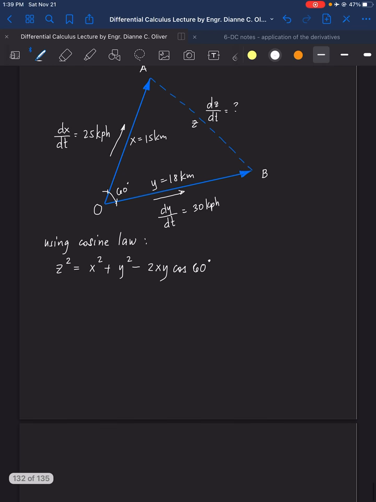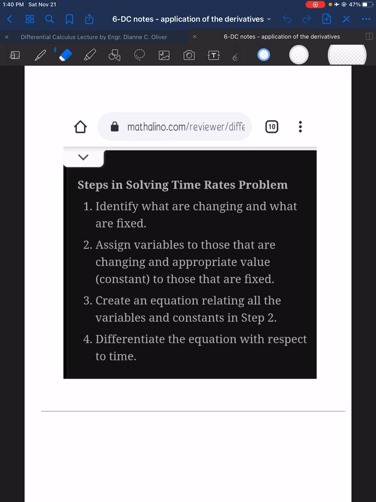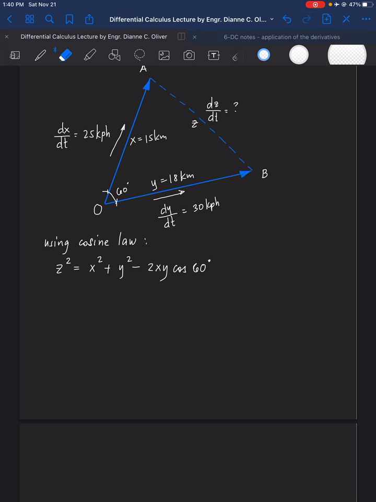Then put in the values. So we have z squared equals x here. Well, let's not put in the values first. Let's derive it first before putting in the values. As for step number 4, differentiate the equation with respect to time. Of course, if we substitute the constants immediately, what will we get? We will get a value of 0. That's why we need to differentiate first before we substitute the values of the constants.